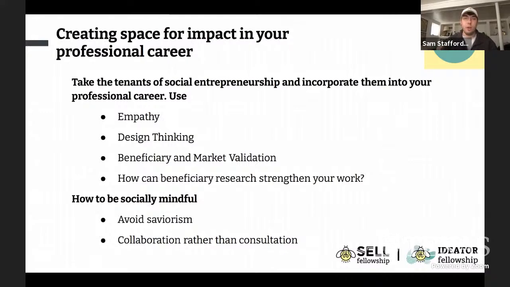Consistently, we want to avoid saviorism, right? So as social change actors, we don't want to walk into a situation and say, I am a social entrepreneur, I am going to change your community, because that's not what we're going to do. We're people that are passionate, that want to help, that want to collaborate rather than consult on what we think is best, right? So the most important thing that you can get from this is to avoid saviorism, right? You can still be impactful. You can still do good things without coming off as a savior.